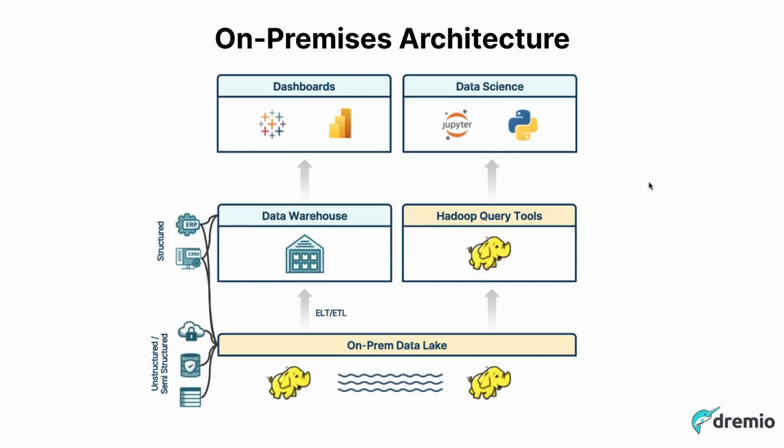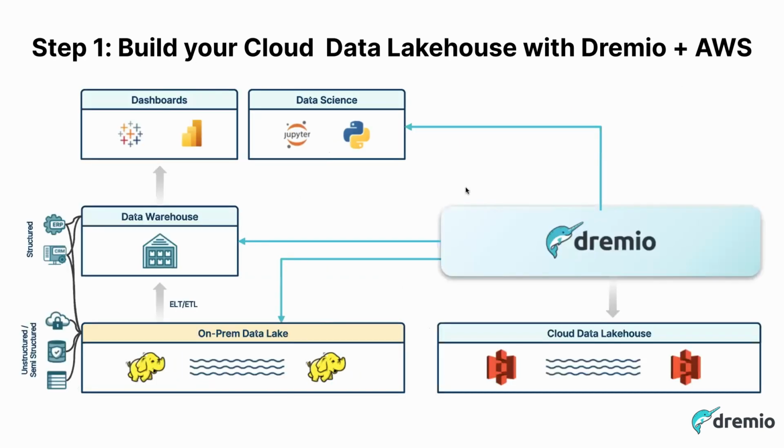So let's go back to this architecture and let's start by adding two components, Dremio and Amazon S3. So the first step is to stand up your Amazon S3 data lake and sign up for Dremio. With Dremio, you can connect to all of your existing on-premises data sources as well as your Amazon S3 bucket. Nothing's really changed on this step.